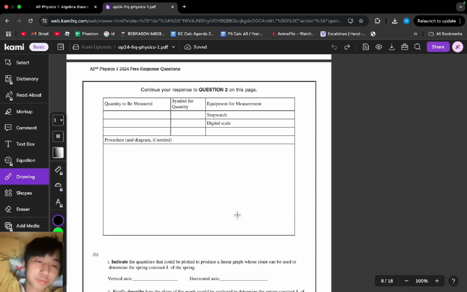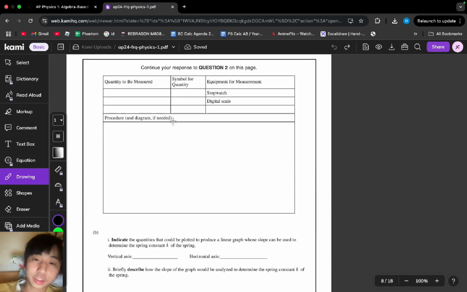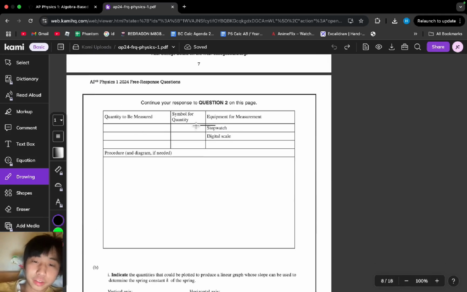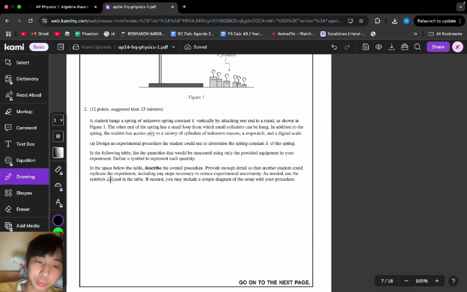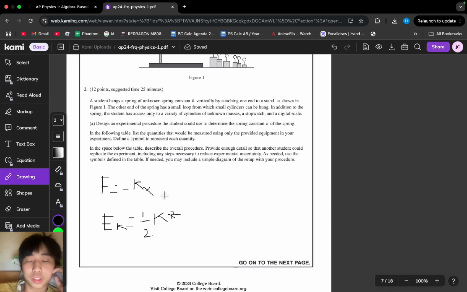Okay, and here's this. So, question A, which is right here, is asking, based on these items right here, how can you find the k value of this spring? Now, there are many ways to get the spring constant. Actually, two. There is force equals negative kx, or energy equals 1/2 kx squared.